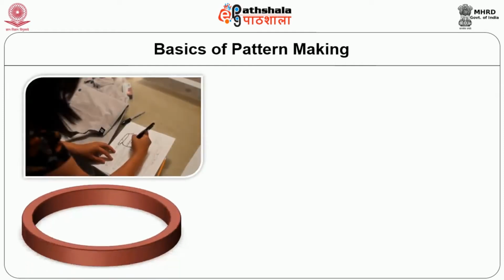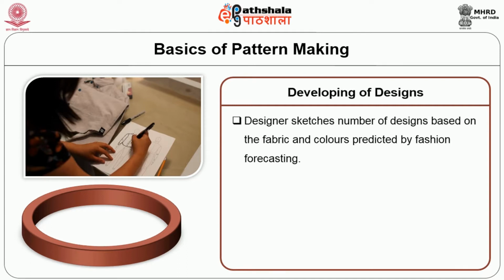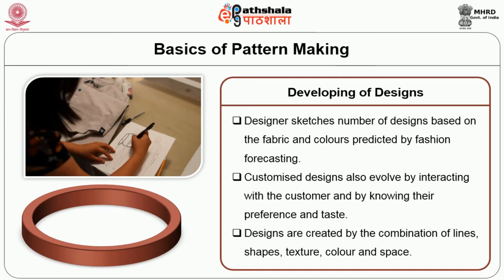Creating a garment is a laborious process. The process of developing a garment involves four main stages. The first stage is developing of designs. The designer sketches a number of designs based on the fabric and colors predicted by fashion forecasting. Customized designs also evolve by interacting with the customer and knowing their preference and taste. Designs are created by the combination of lines, shapes, texture, color and space.